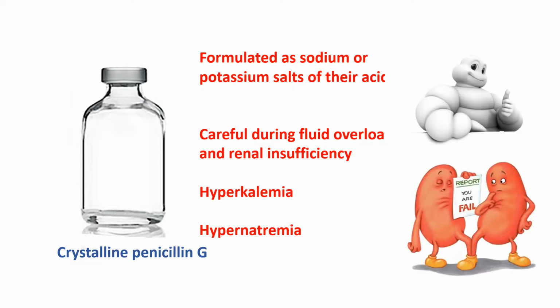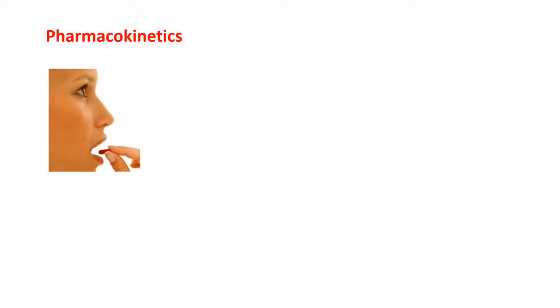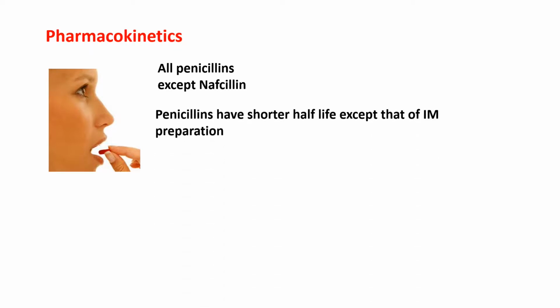What is the pharmacokinetics of penicillin group of antibiotics? Almost all the penicillins can be administered orally. However, there is a problem with nafcillin as its absorption is very erratic. Penicillins usually have shorter half-life except that of intramuscular preparations. Also, piperacillin has dose-dependent pharmacokinetics and a longer half-life is obtained when higher doses are administered.